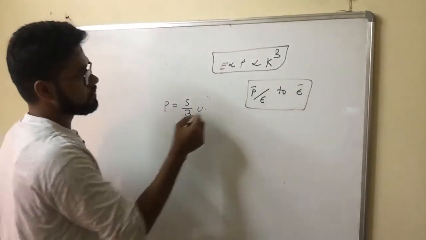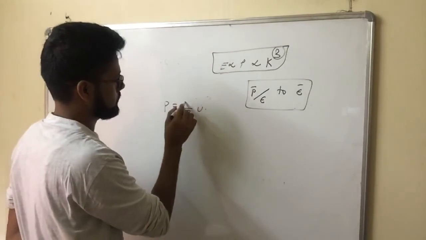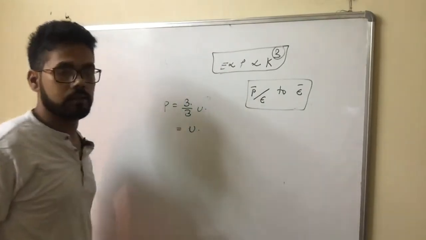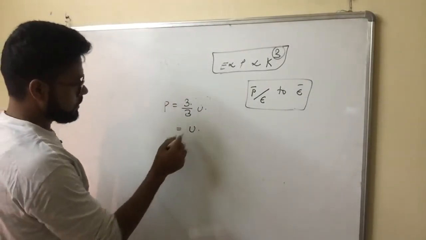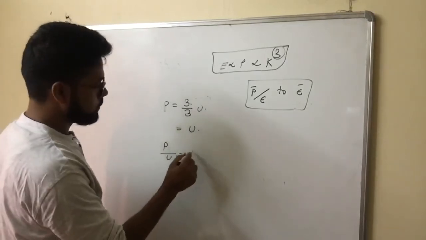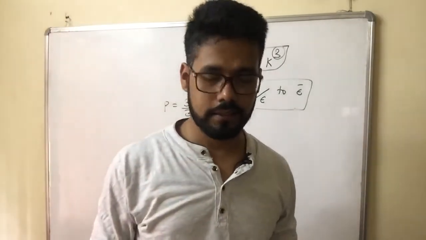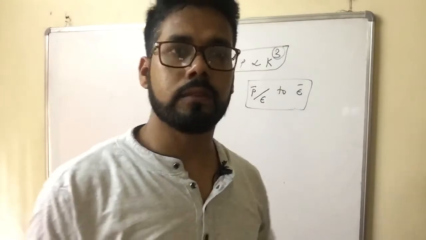So here s is what? From the dispersion relation, s will be 3. So P, the pressure, equal to U. So the ratio of P to the energy density U equals 1. This question is also a 3 mark question. That is why I am telling you, it's very easy, don't worry and try to understand.